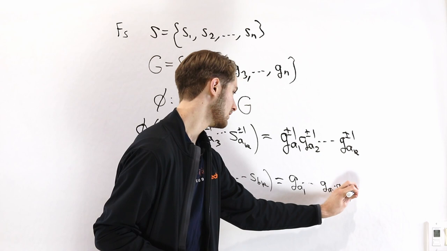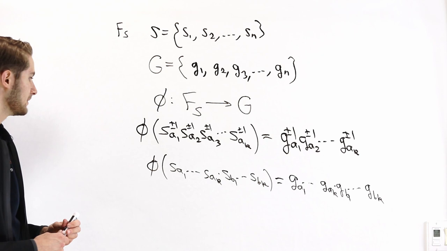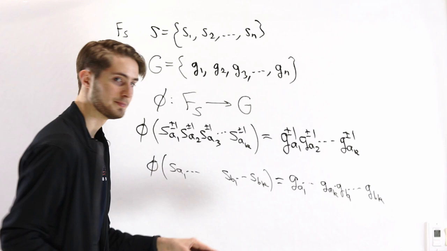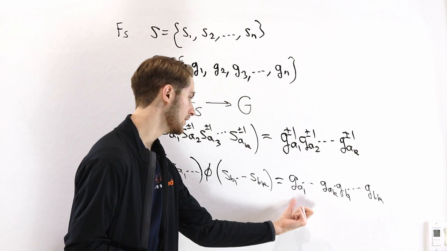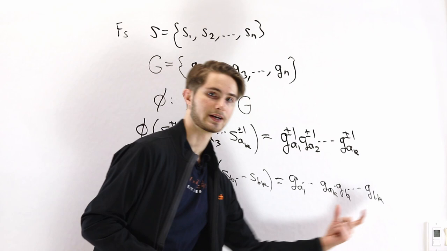And if we think about what would happen if we did this exact same thing, except we split it up into two different evaluations of phi. So we have phi of the first element times phi of the second element. This first phi is going to give us g sub a1 all the way to g sub ak. And the second phi is going to give us this second product, and we just multiply those together.